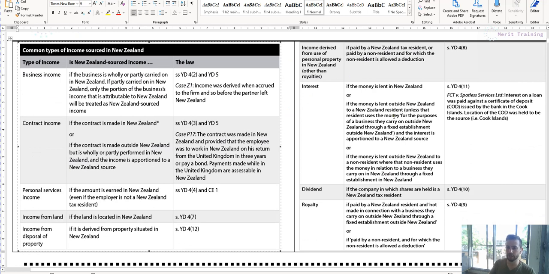Interest, okay, if the money is lent in New Zealand, so whether you've put the money from New Zealand to someone else, or the money's been paid to you from an international person but it's located in New Zealand, or if the money is lent outside New Zealand to a New Zealand resident, unless that resident uses the money for the purposes of business, the interest is apportioned to a New Zealand source. Or if the money is lent outside New Zealand to a non-resident, where the non-resident uses the money in relation to a business they carry on through a fixed establishment in New Zealand.